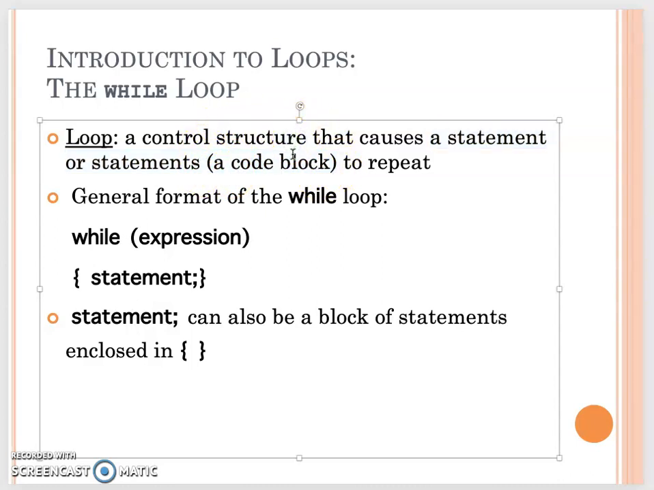We actually have 3 different kinds of loops. The first one we will talk about is the while loop. Let's see the general format, or the syntax, for the while loop. Your while loop looks like this. You have the while keyword, then in the parentheses is the expression. This expression is the logical condition. Then what you want to repeat, you just write in the code block.